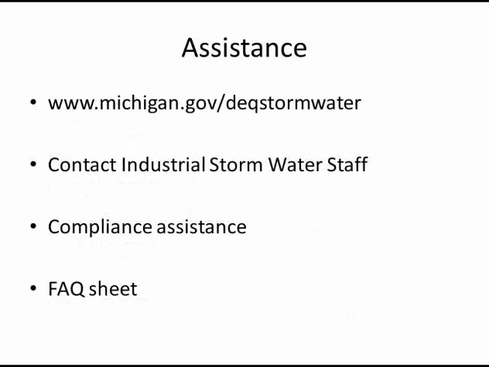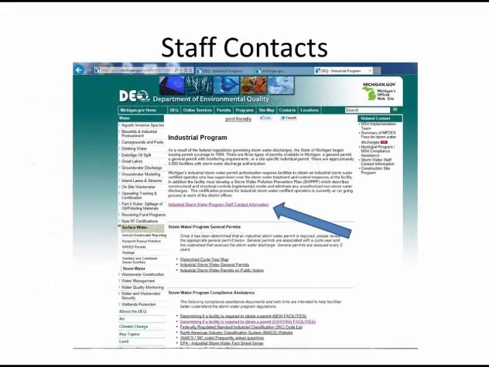If you have questions on developing your written procedures for conducting the visual assessment, please call industrial stormwater staff. Compliance assistance documents are available on the industrial webpage of the stormwater website. A staff contact list is available on the industrial program page of the stormwater website.